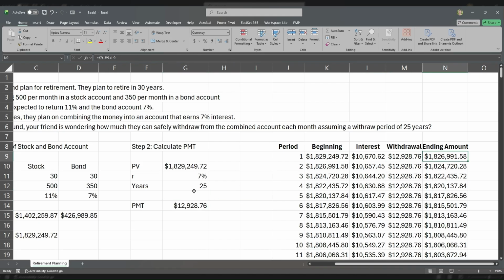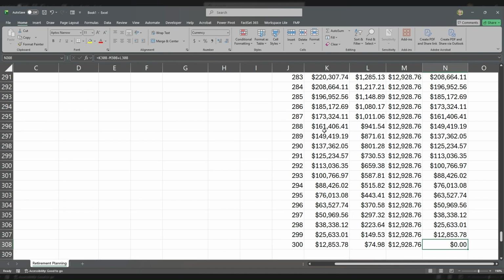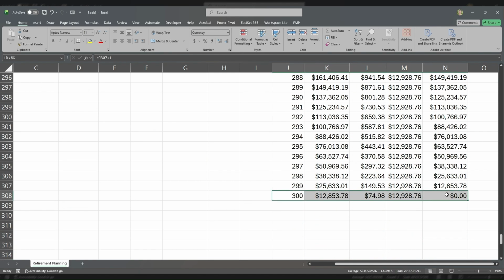Now we calculated that this withdrawal amount will last them exactly 25 years. So 25 times 12 is 300 months in total. Looking at the schedule, if we calculated it correctly, the ending amount of their combined account at the end of their 300th withdrawal should be exactly 0, which is what we see here.